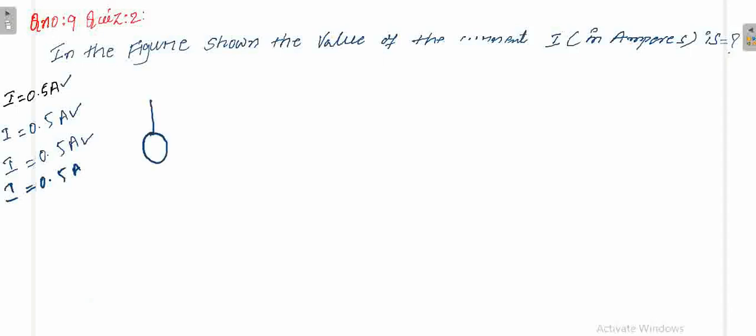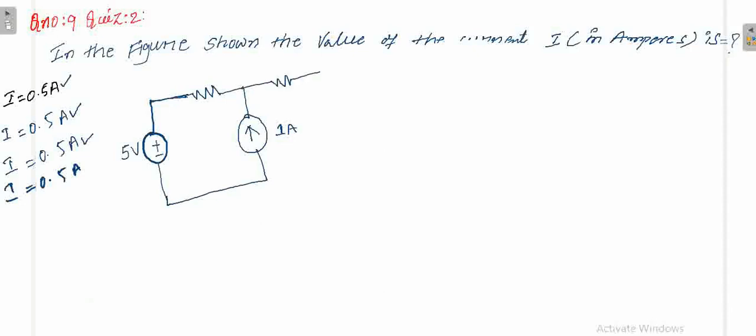Let us consider this is your 5 volts, and here this is a current source, that is 1 ampere, and here you have one more resistor, and one more resistor here. This is 5 ohms, and this is 5 ohms, and this is 10 ohms. Now I want to find the response here.